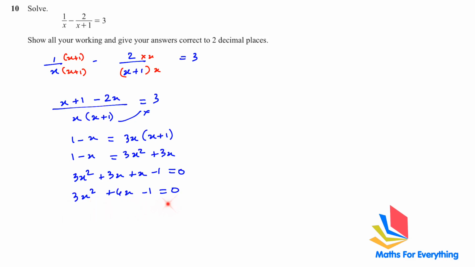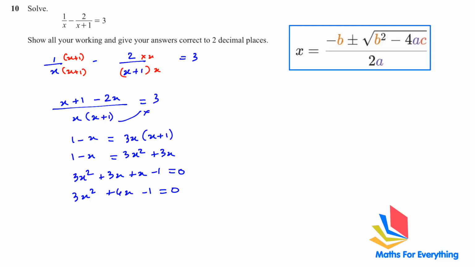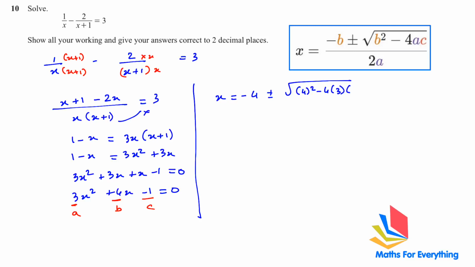You can see that this is a quadratic equation and they want the answer correct to 2 decimal places. It means that we cannot factorize it. We can use either completing the square or the quadratic formula. We'll be using the quadratic formula, which is this. The coefficient of x squared is a, the coefficient of x is b, and the number without x is c. So we just have to replace in our equation: x is equal to negative 4 plus or minus the square root of 4 squared minus 4, a is 3 and c is negative 1.